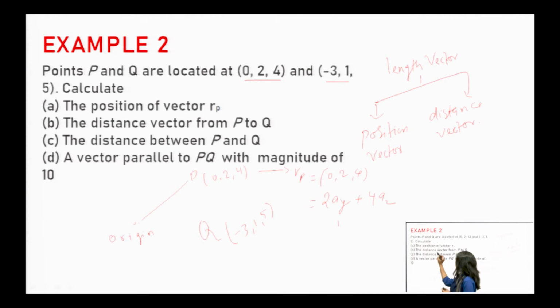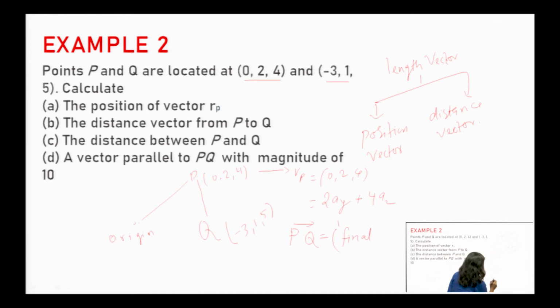Next, we need to find the distance vector from P to Q. It means that P to Q, we will draw a line between P and Q. Now, the distance vector is equal to the final point minus initial point. So, the final point is minus 3, 1, 5 and initial point is 0, 2, 4. So, the distance vector PQ, to represent any vector we need to put a bar over the vector. So, this is the vector PQ.